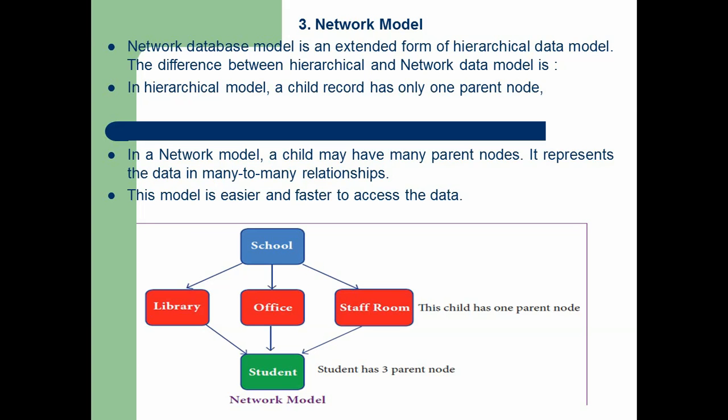Simply we can say the hierarchical model is a tree-like model where the parent-child relationship concept is used, but in the network model the same parent-child relationship is used with a many-to-many relationship concept. It means one parent may have many children, and a child can have many parents. See here, school has many children like library, office, staff, and student. But student is also a node which has many parents like library, office, and staff room. This is called the network model.